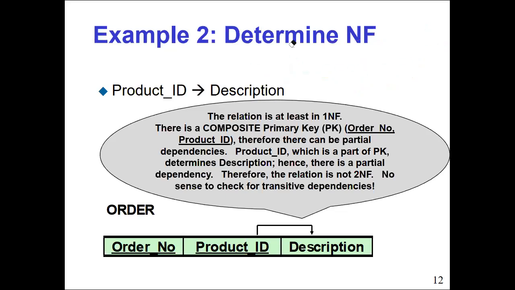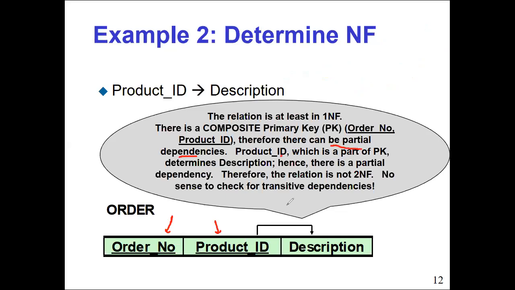So in the exam paper I will give you everything. Now you can see the relation is at least in 1NF, it has a composite key. See, those are the two underlined ones. So definitely you can find a story like partial, therefore there can be a partial dependency.